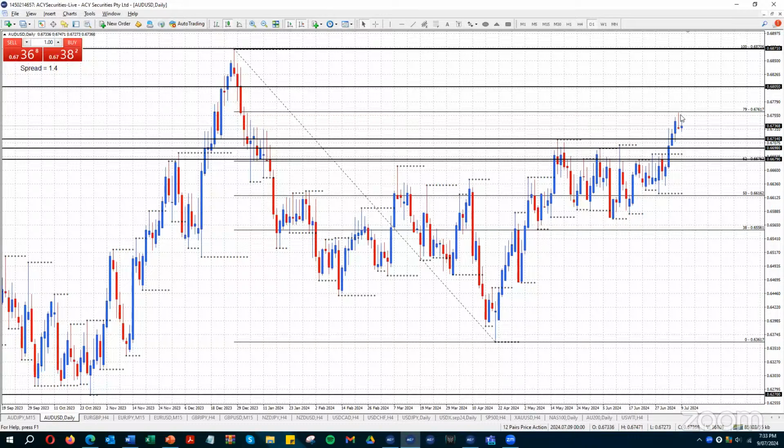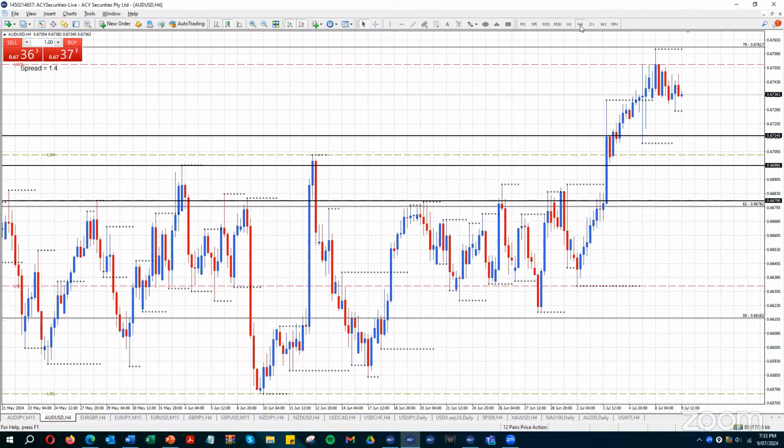It did put in quite a nasty reversal candle there, so that could be the signal that we can't go any higher. We will have to monitor. Structure hasn't yet changed on the 4-hour. Excuse me one moment.